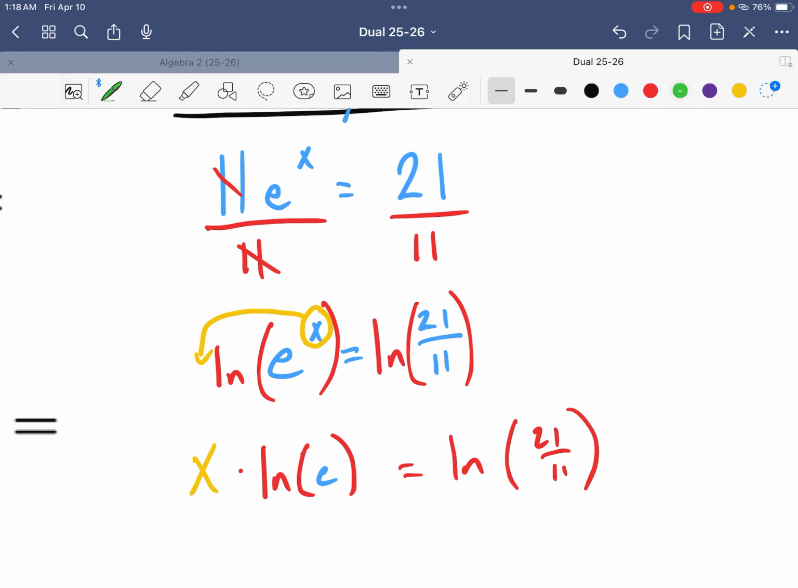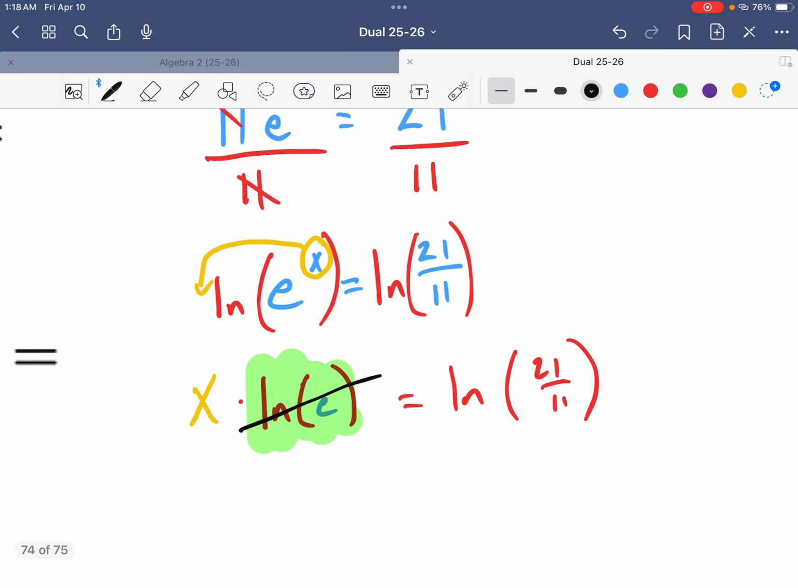There you go. X times ln e equals ln 21 over 11. Now, if you remember the notes we did in the other class, there's a special rule here. It's the ln of e. What is the ln of e? Remember the ln of e? They're going to cancel. Okay, this cancels. So then you already have the answer. X equals the ln of 21 over 11.